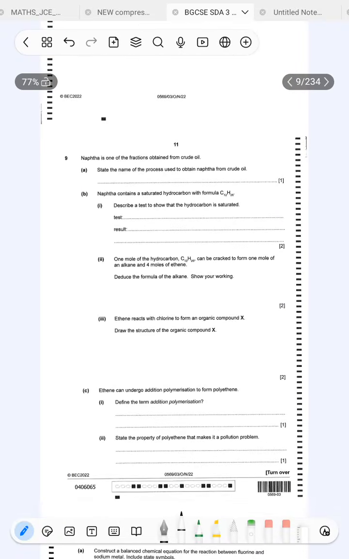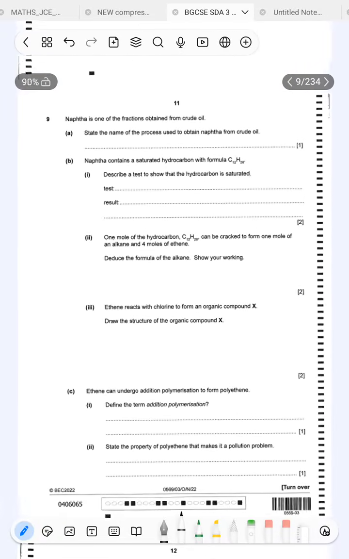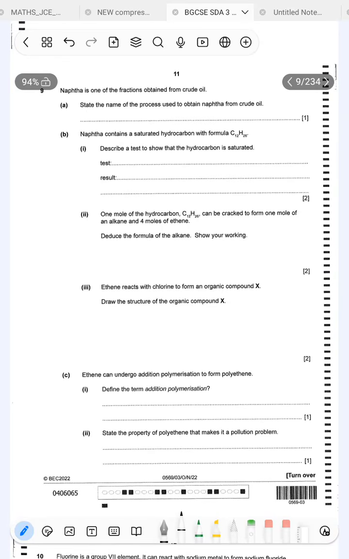Let's continue. 9 says, naphtha is one of the fractions obtained from crude oil. State the name of the process used to obtain naphtha from crude oil. Remember, it's fractional distillation, okay? Fractional distillation.